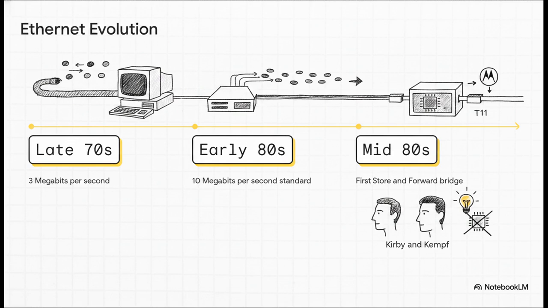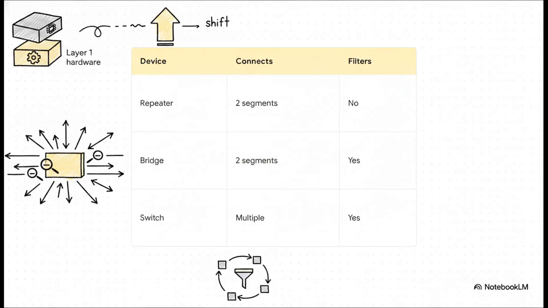a real game changer. If you look closely here, you can see the exact leap from dumb layer 1 hardware to smart layer 2 hardware. Look at the shift. A repeater passes everything, right?